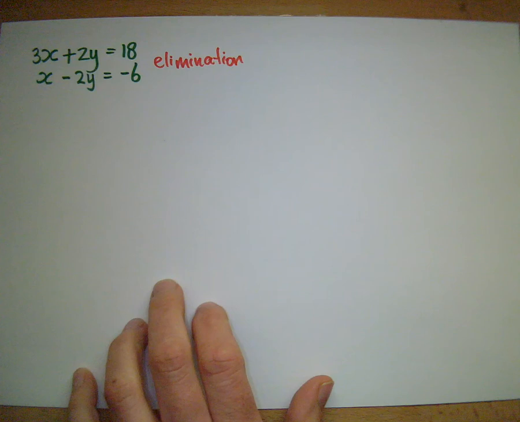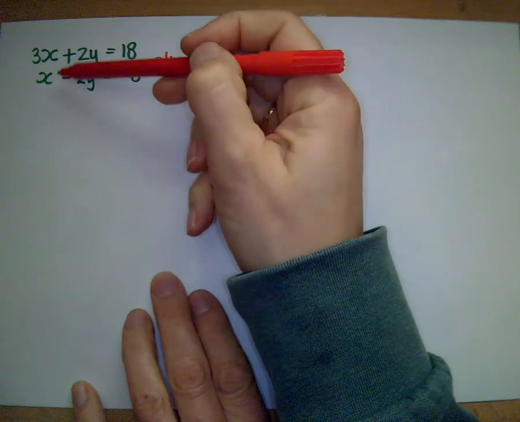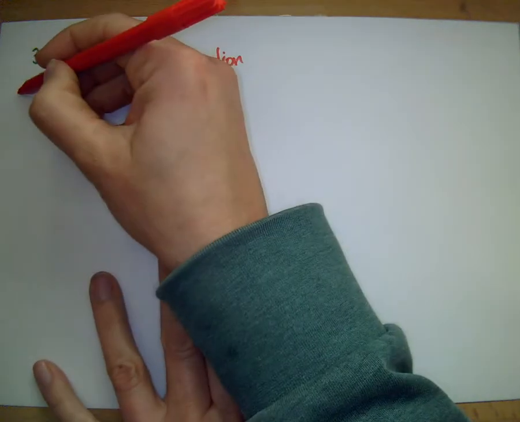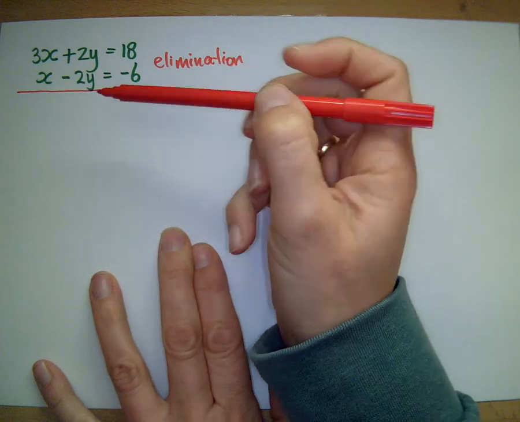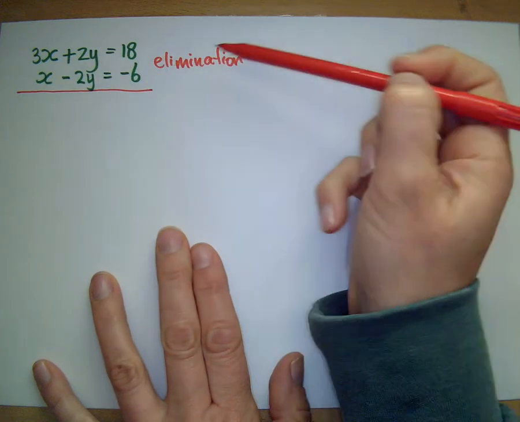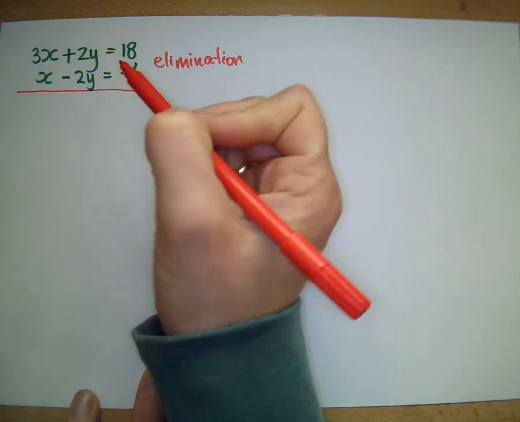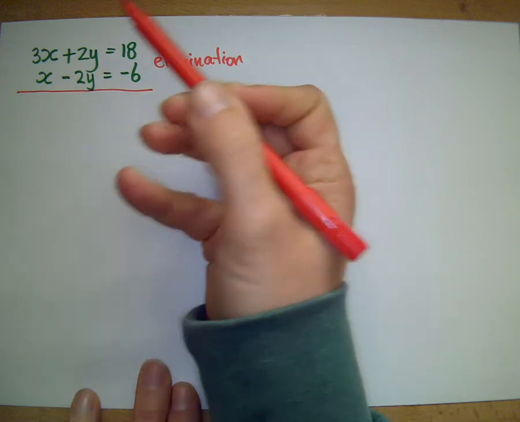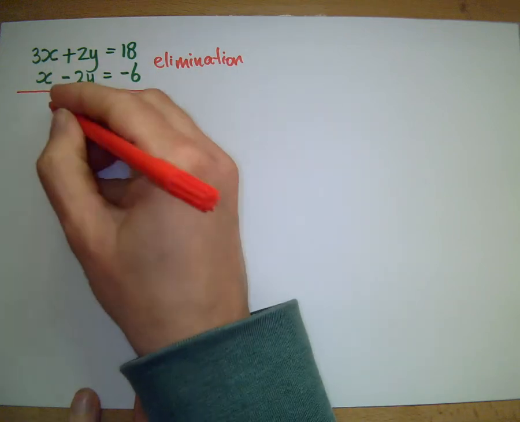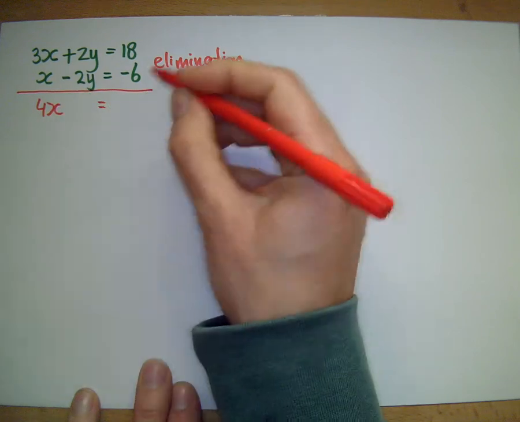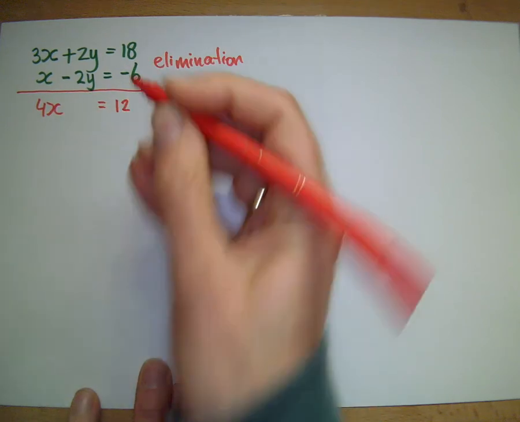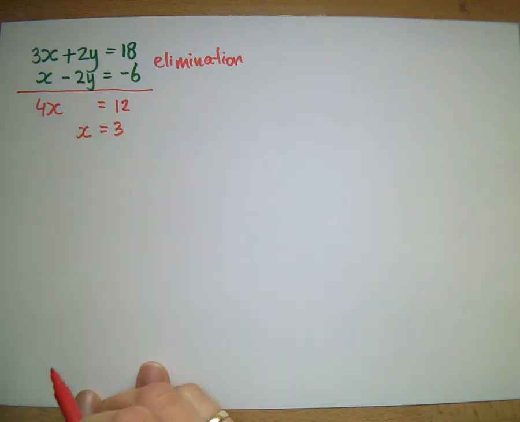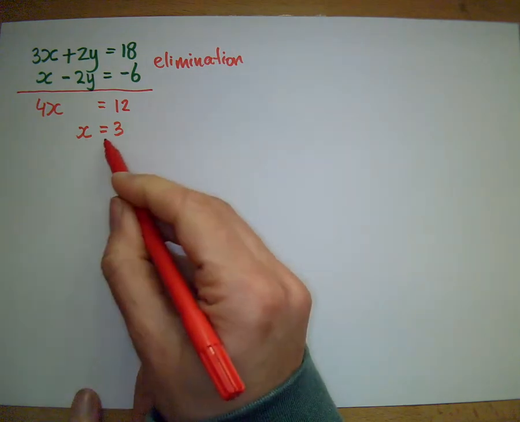was to line them up and then, as we call it, add the two entire equations together to get rid of y. We're eliminating y. And this is what that looked like. We want to add because a plus 2y and a plus a negative 2y add up to nothing. So 3x plus x is 4x. 4x equals 12. Then we would solve for x. Remember, divide both sides by 4. X equals 3.